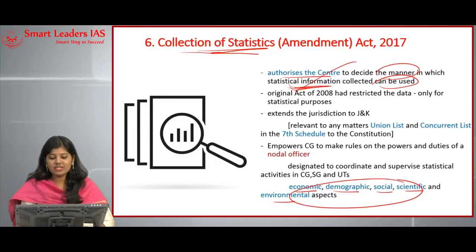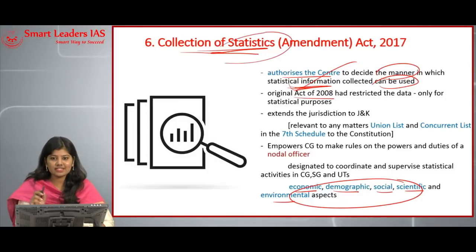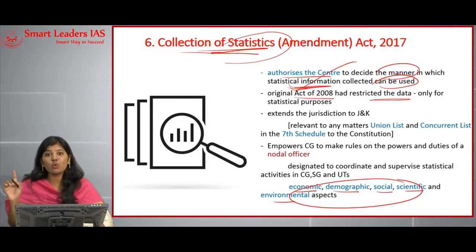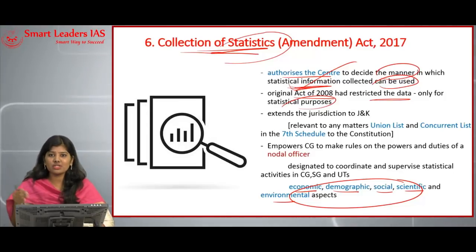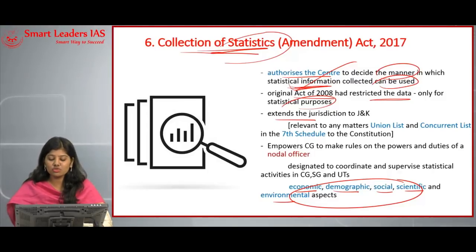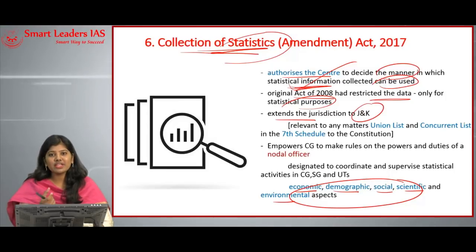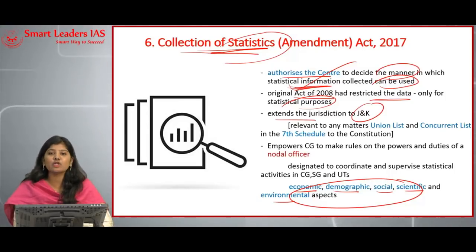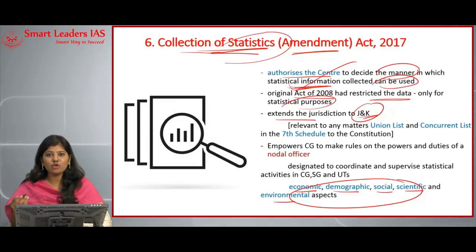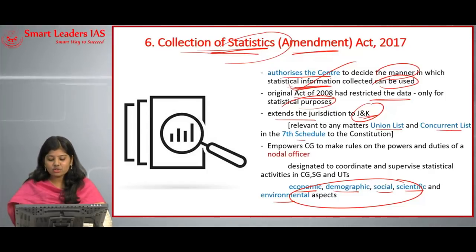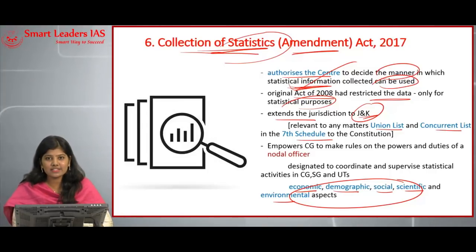Before, the original act of 2008 of Collection of Statistics Bill restricted the data, that the data should be used only for statistical purposes and not for any other purposes. But now it empowers the central government to decide on which the data could be used. The very important thing here is this new act extends the jurisdiction to Jammu and Kashmir also. Before, Jammu and Kashmir had its own Collection of Statistics Act 2010, which is a replica of Collection of Statistics Act 2008. But now this amendment is extended to Jammu and Kashmir also, which means the center now has the power to make laws on the union list and the concurrent list of the 7th schedule of the constitution in terms of these statistics related things.